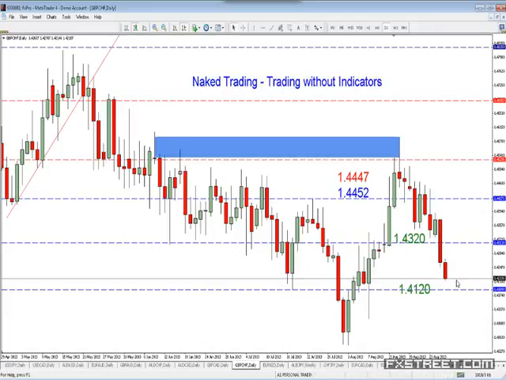Now, one of two things is going to happen. It's going to come down and hit 41.20 and cash me out, or it's going to go up and hit 44.47 and just be a 5-pip profit on that one. That's it, one of those two things.